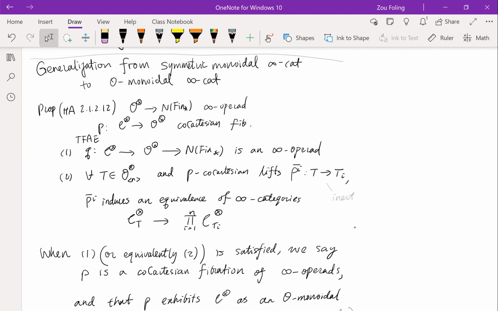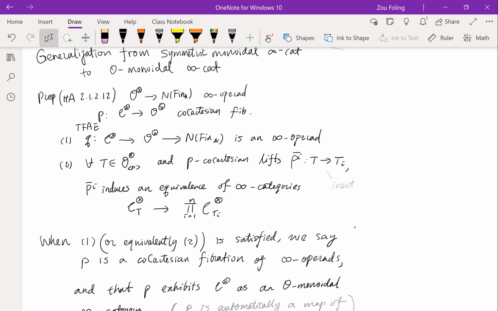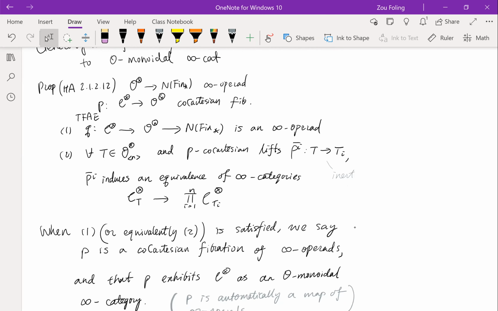Number two, for all P in O⊗ over n, an object in O⊗, and the P-coCartesian lifts of it, starting at C of ρ^i from n to 1, so C_i is an object in O⊗(1). Okay, ρ^i induces an equivalence of infinity categories from C over the fiber of C to the product of C over the fibers of C_i, multiplied together.